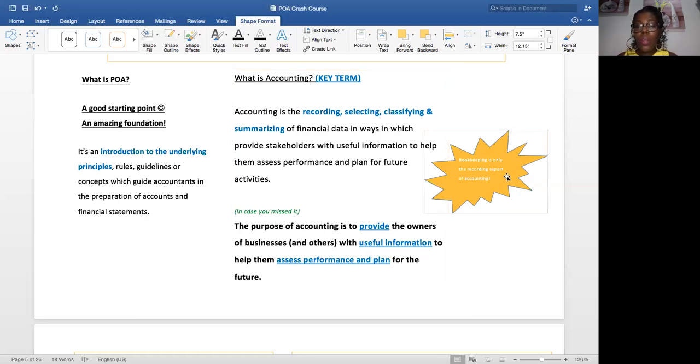Bookkeeping is only the recording aspect of accounting. So if you look closely, you would realize accounting is the recording, selecting, classifying, and summarizing. Bookkeeping is just the first part of accounting.